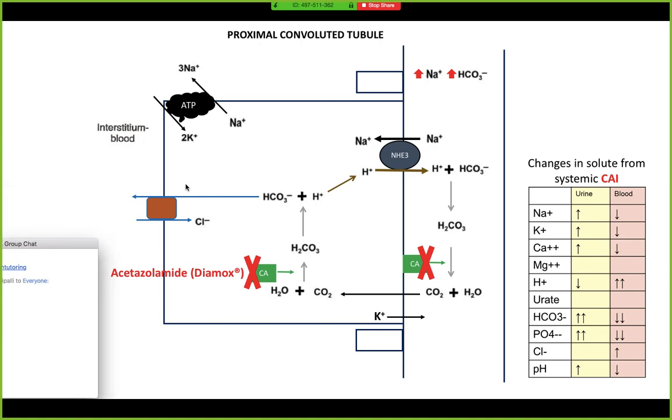All right, so let's just walk through the physiology here in the proximal convoluted tubule. Over here on the basolateral membrane, you have what's known as your sodium potassium ATPase. I think we're all familiar with this. For every 3 sodium that's reabsorbed into the body, 2 potassium are going to be excreted back into the cell.